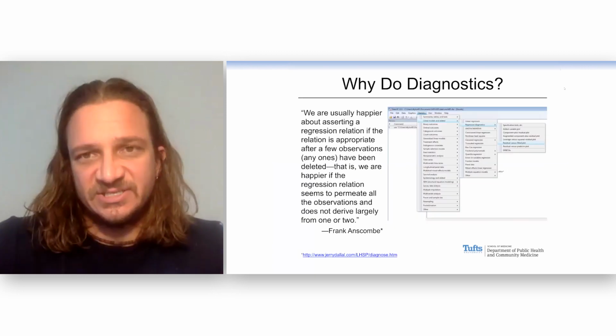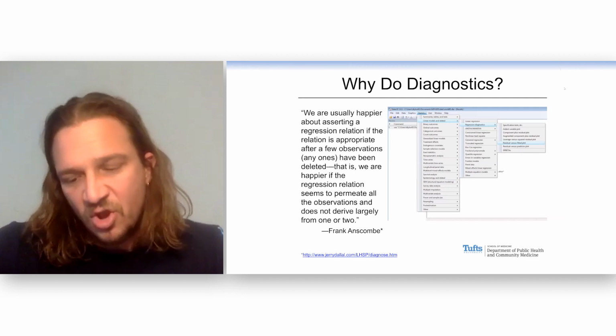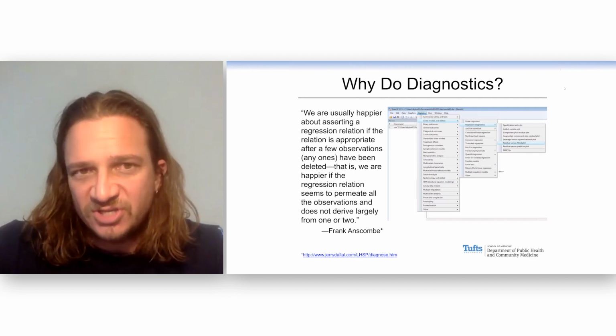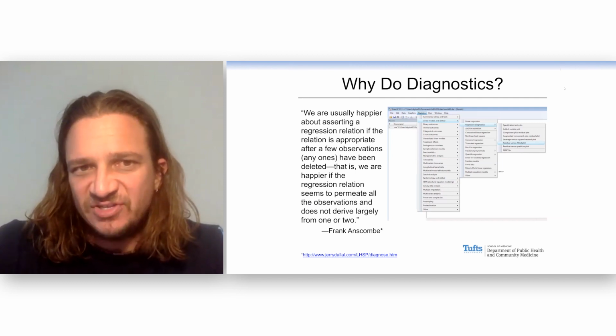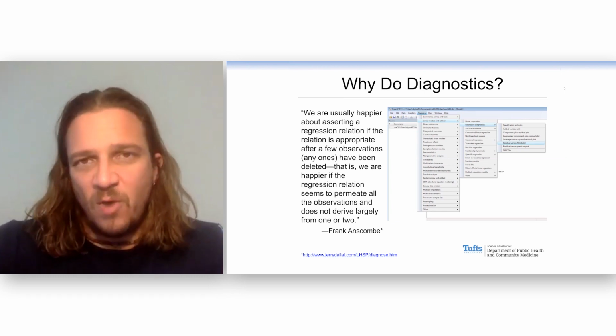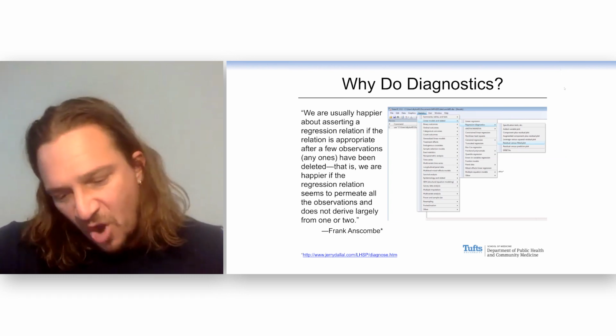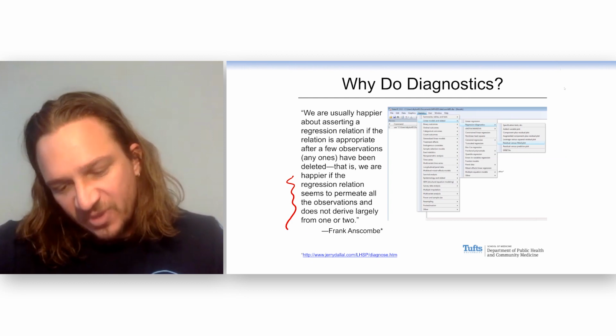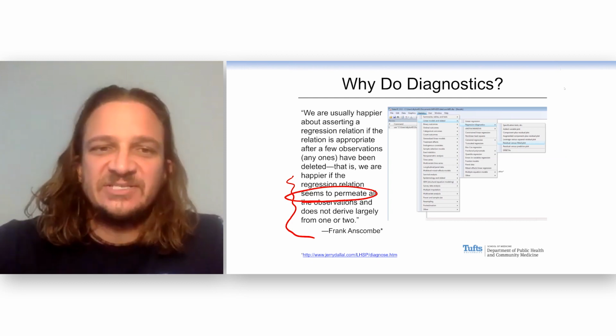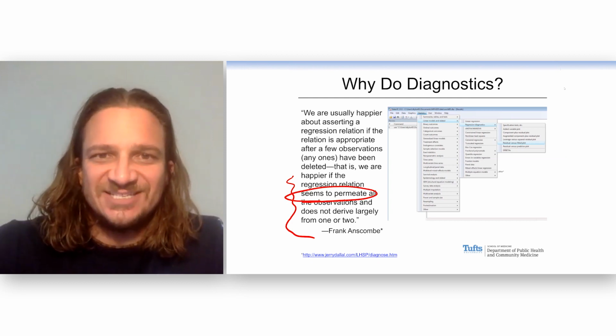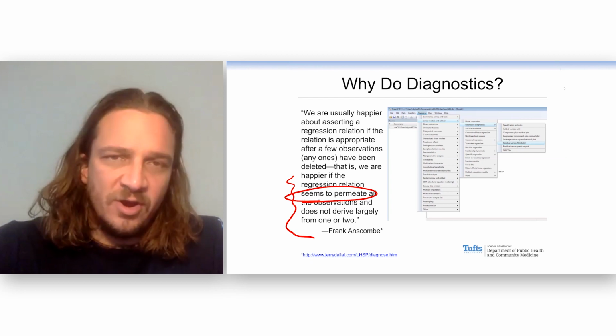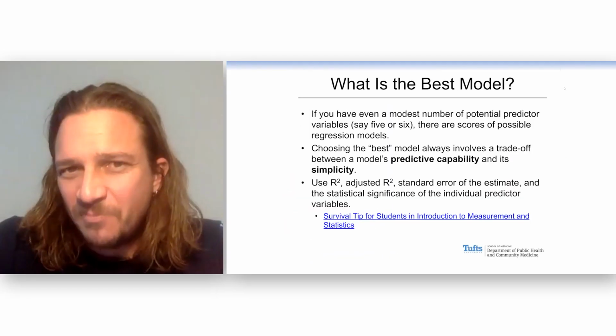Now, why do we do this? I like this quote. We're usually happier about asserting a relationship if it's appropriate after we randomly throw out a few people. We are happier if the relationship permeates all the observations and does not derive largely from one or two. What is the best model here?